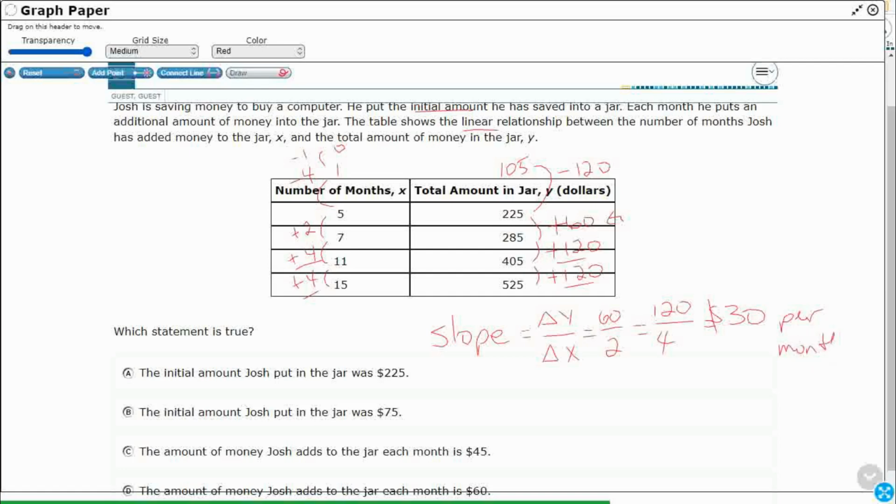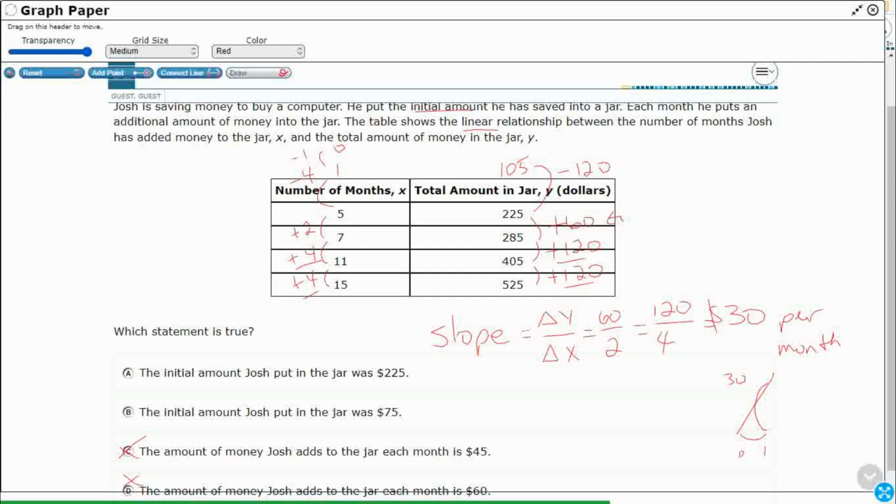So for every 1 month, he's moving over, right? He's going over 1 month. From 0 to 1, he's going to go up, way up here to 30. If I were to graph this out, right? Kind of look like that. So I can go ahead and eliminate, take a look. C, the amount of money that Josh adds to the jar each month is 45. Eliminate D as well, the amount of money that Josh adds to the jar each month is 60.